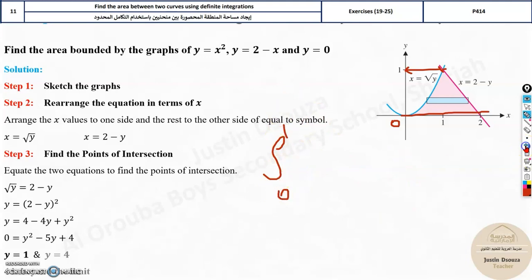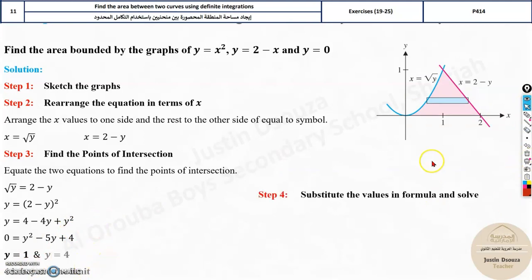But the problems will be given accordingly. We don't take 4 because 4 is another meeting point, and we need just this area already. So we take 0 and 1. Therefore 4 is beyond the limit, and we ignore it. Now the last step is to substitute it in the formula and solve.